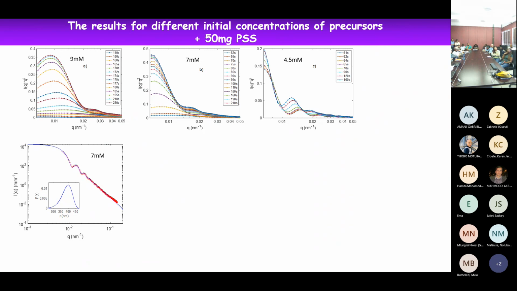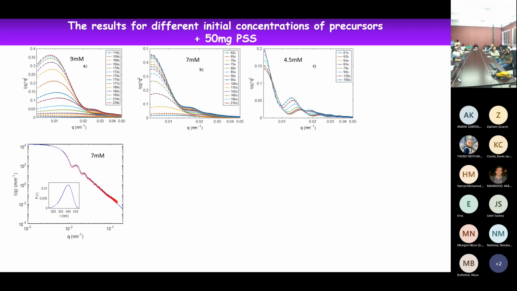But if those are the same ordinates, okay? So if the maximum is shifting towards smaller q, it means that in this case you have bigger particles than in this case. Okay? And this is also the case here. So just by looking at the Kratky plot, you get information about the radius of the particles. And in this case, you find out that the smaller the concentration, the bigger the particles.